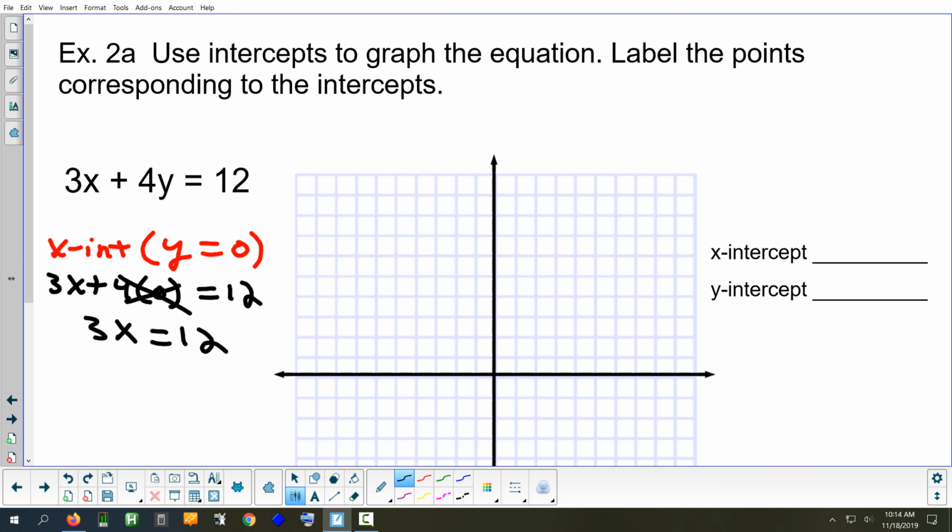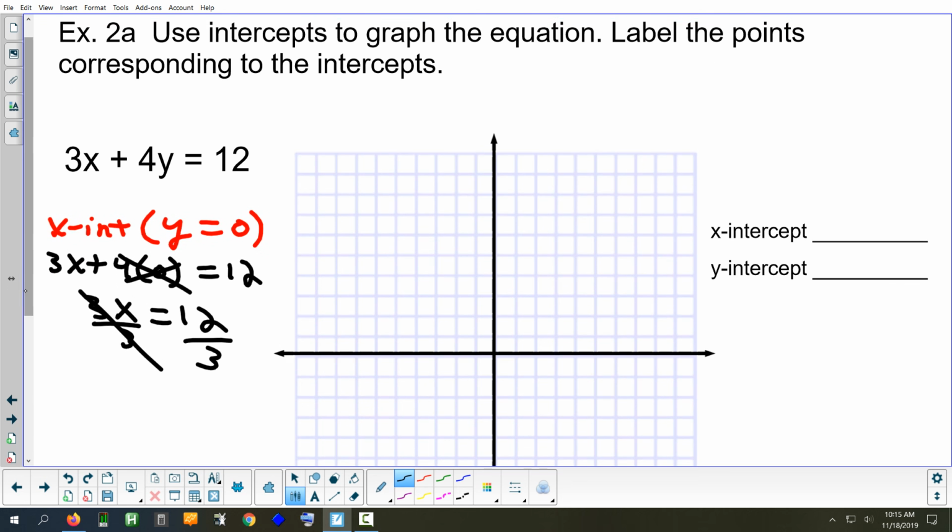So 3x equals 12. And Jayliana, what would be my last step to get my x-intercept? Divide 3 on both sides. Yeah, divide by 3, divide by 3. So when I get, Tristan, what's my x-intercept here? 4. Yeah, 4, perfect.